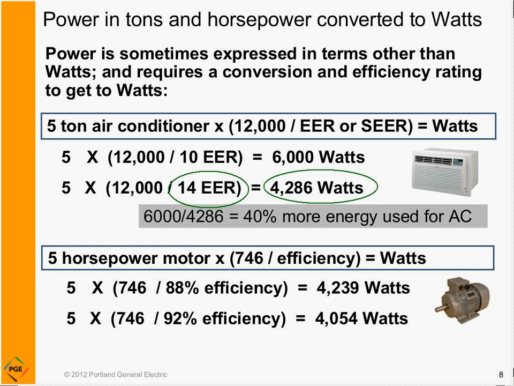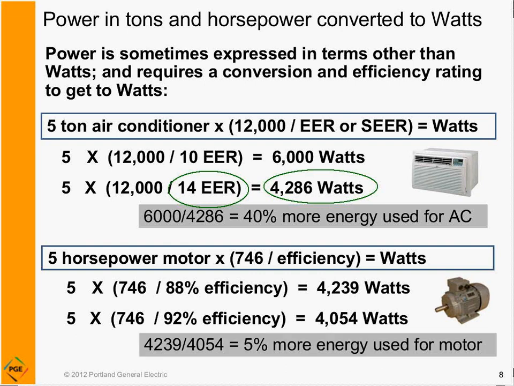If you look at horsepower, it's the same thing. The label will tell you whether it's 88%, 92%, or some other efficiency rating. In this case, if you bought the first unit, the 88% efficiency motor, you would have locked in 5% higher energy costs for every hour that motor is on.